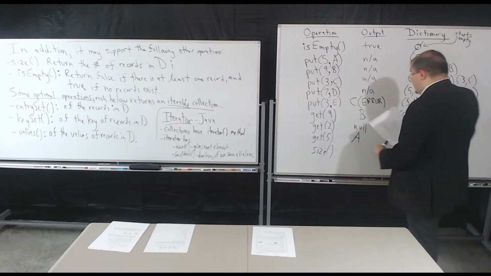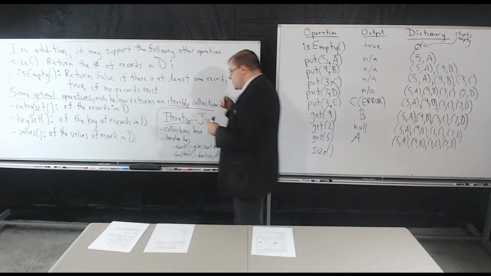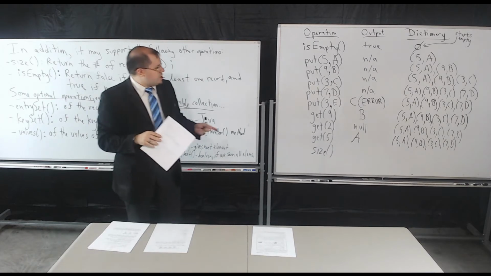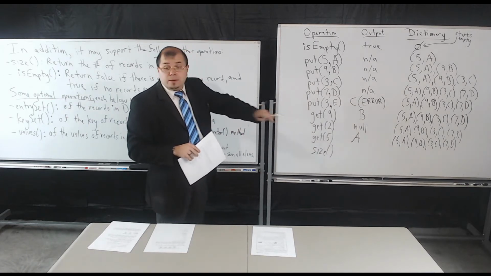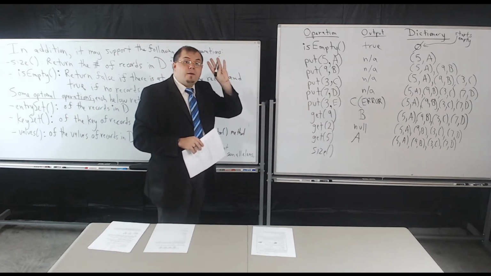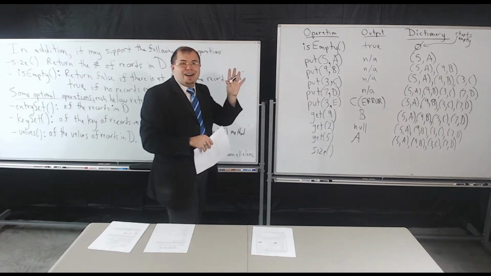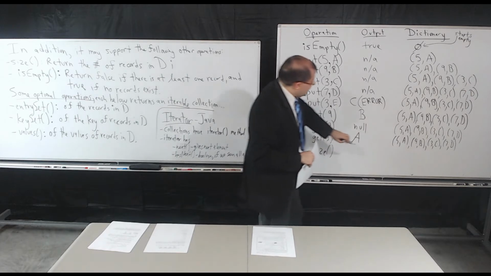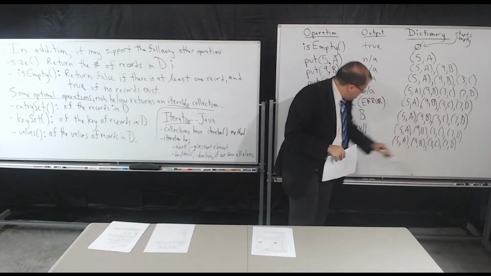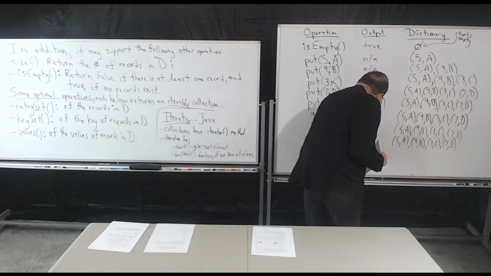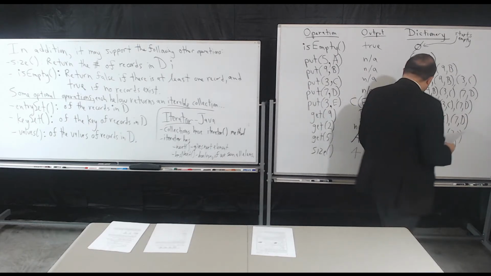Okay, how about the size? If I get the size, how big is my dictionary? It's the number of records, right? How many records are there? Are there 3? Are there 2? Are there 5? No. There's only 4, right? 1, 2, 3, 4. That's it. Should be quite simple. So just 4.